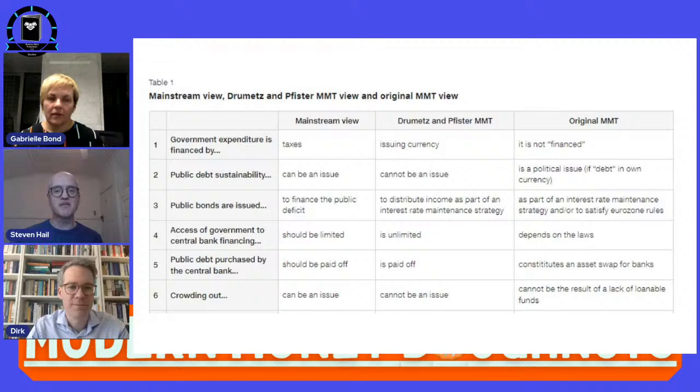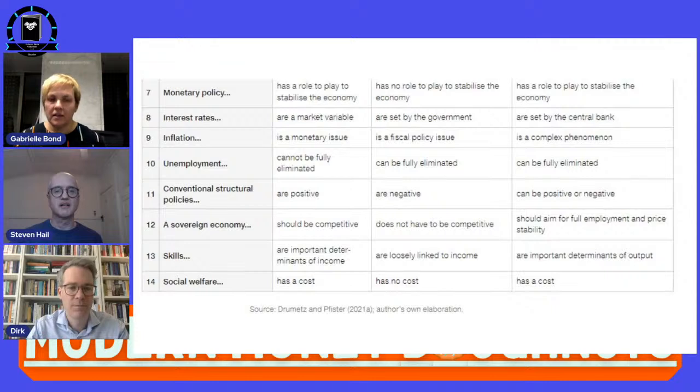Go on, Gabby. I was just going to ask, do you think the average person in the street would actually understand this, or are they still operating under the deficit myth? Let me think about this for a while. No, they don't understand. The whole debate is still framed in terms of this mainstream idea.